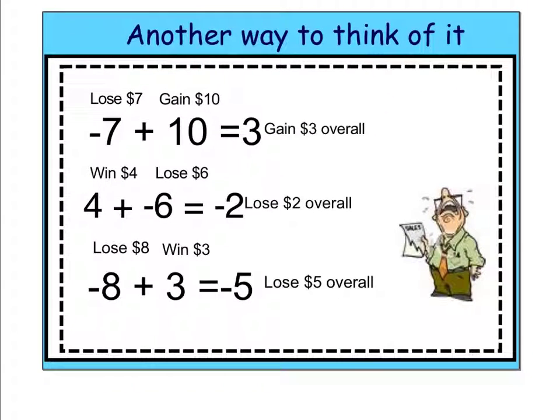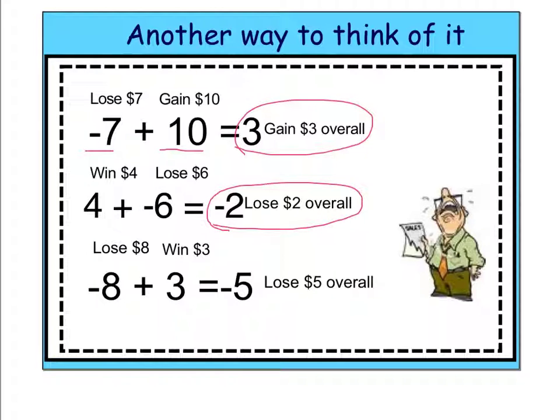Another way to think of it is if we lost $7 but then gained $10, we would end up gaining $3 overall. If we won $4 and then lost $6, we would have lost $2 overall. If we lost $8 and then won $3, we would have only lost $5 after all.